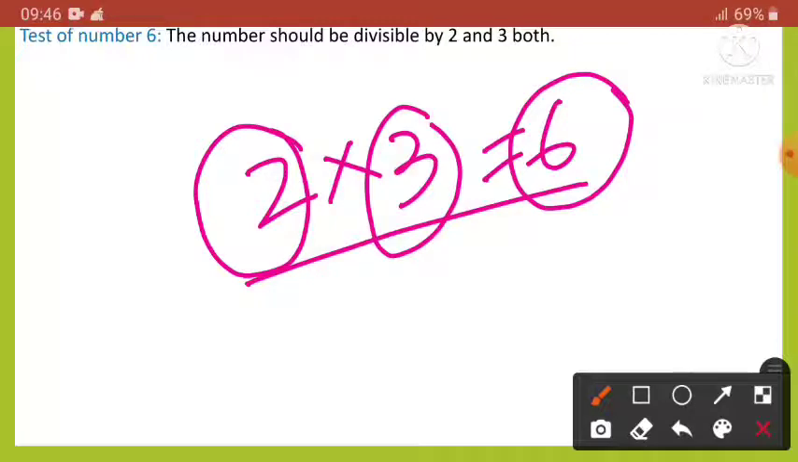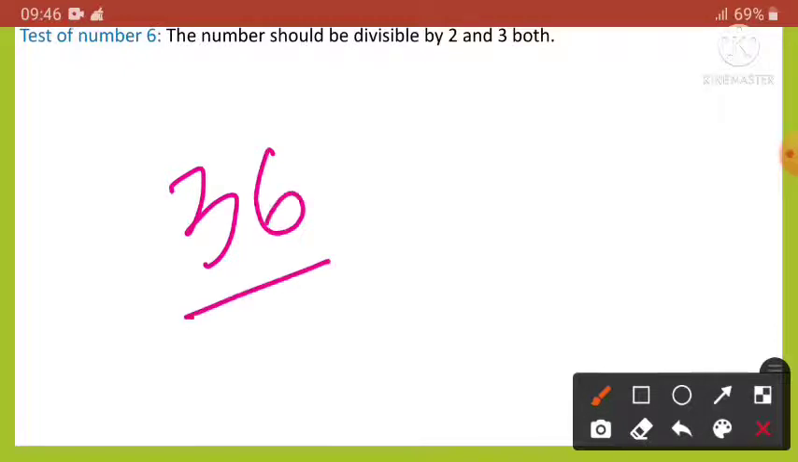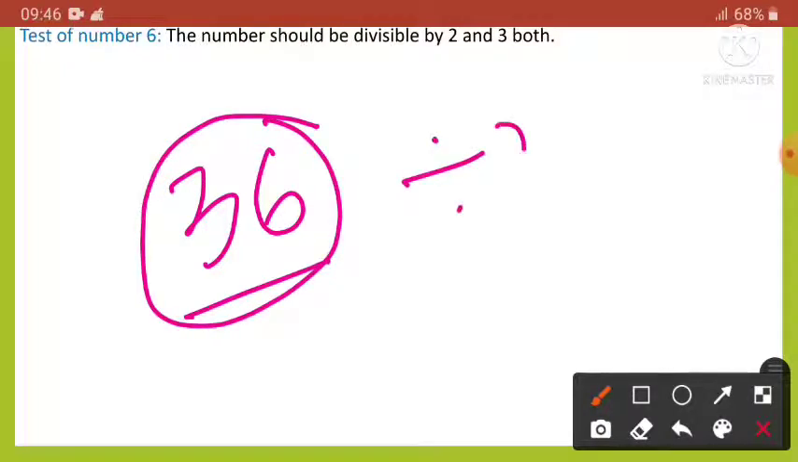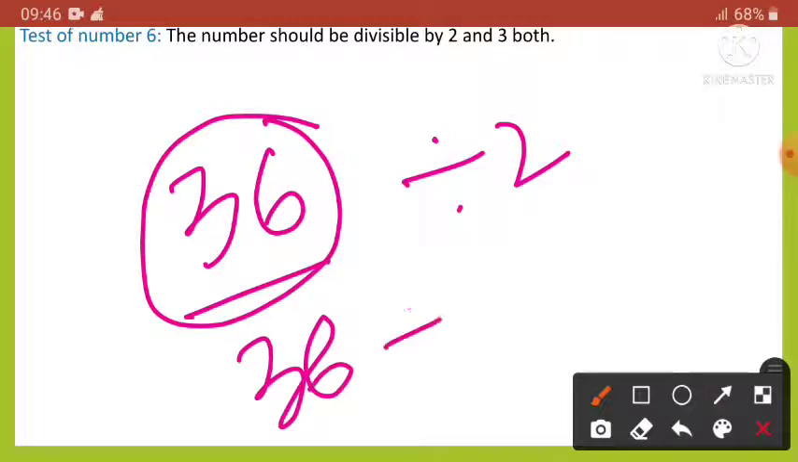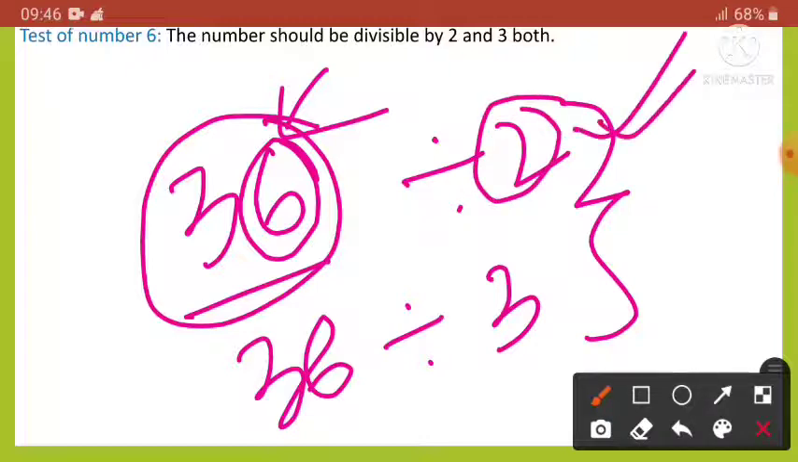Okay, so let's take an example. Suppose I am taking the number 36. Is it divisible by 6? How can we check? If this number is divisible by 2 and also divisible by 3, then we can say it is divisible by 6. Now we know that if at ones place the digit is 0, 2, 4, 6, 8, then it is divisible by 2. So it is divisible by 2. We have checked.